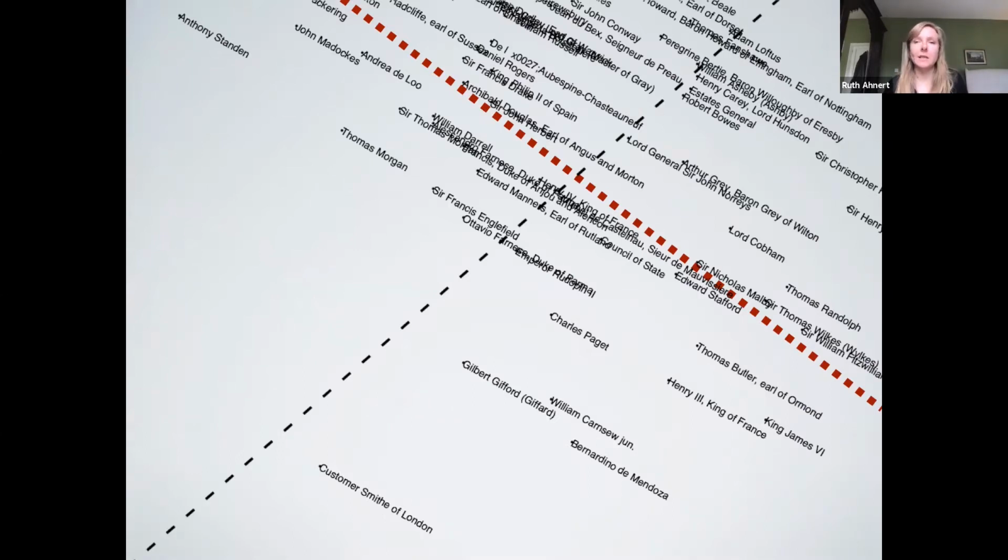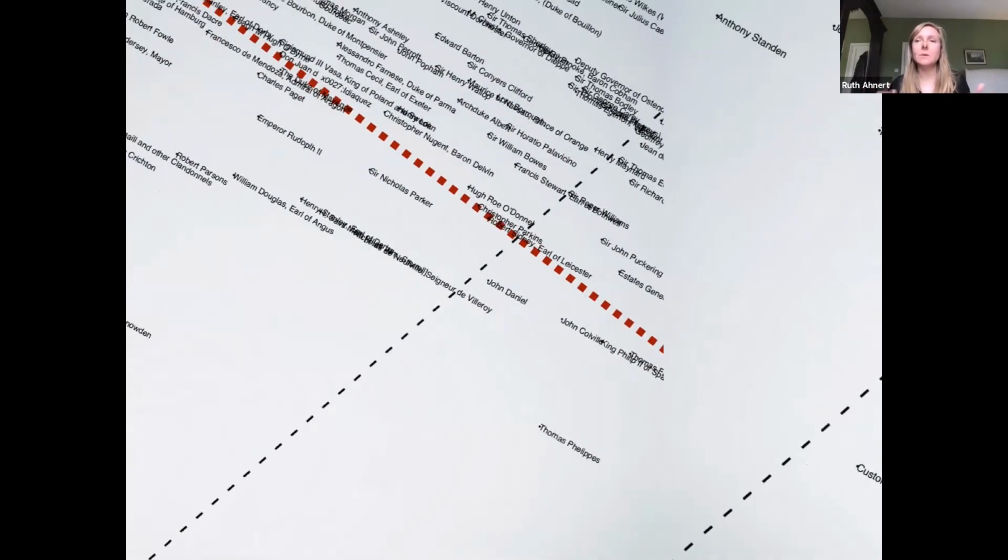Charles Paget was a Catholic conspirator. Bernardino de Mendoza was Philip II's ambassador and a conspirator. Francis Englefield, Catholic conspirator. Andrea Deleu, Flemish merchant and spy. And I started to think, there's clearly a pattern. Is this just an anomaly for the 1580s? But we looked at other decades and we found similar things.